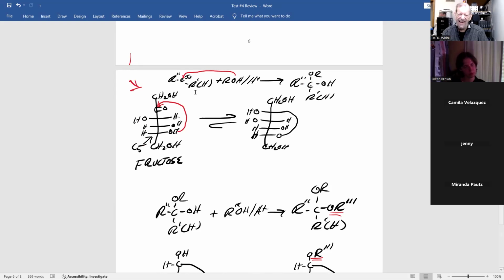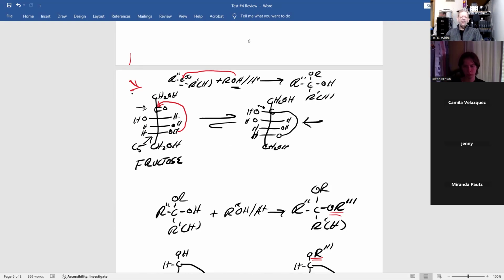And here, aldehyde or ketone plus alcohol and acid gives you an acetal, hemiacetal, or hemiketal. In this case, again, the hydroxyl group on C5 attacks the carbonyl carbon here to open it up to this carbon hydroxyl group. And don't forget to put in that bond.